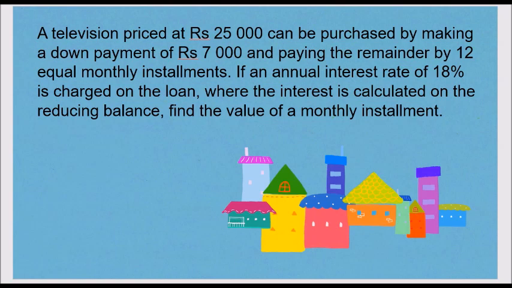Understood? Look at the question. There is a television price 25,000 rupees. You can buy that under the reducing balance method. You can see there is a down payment.